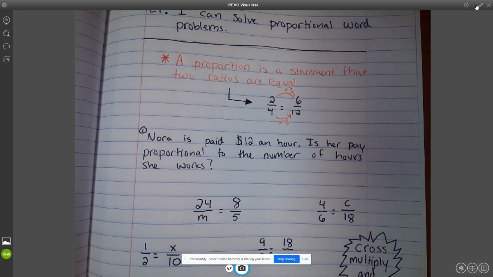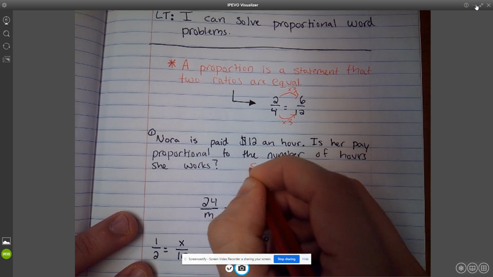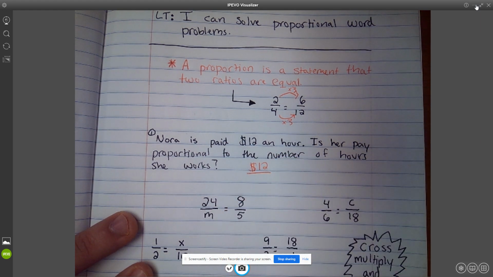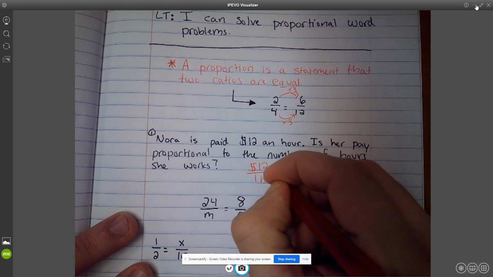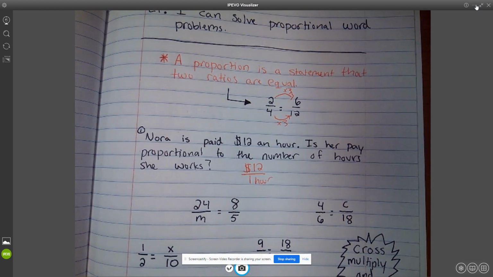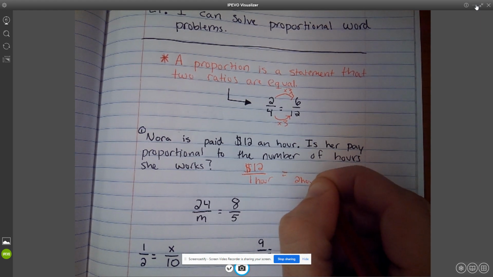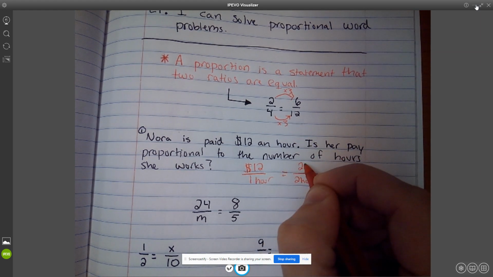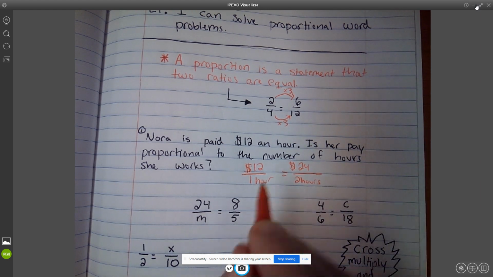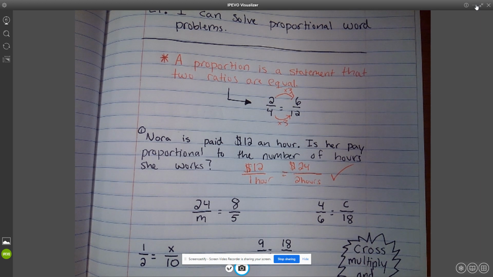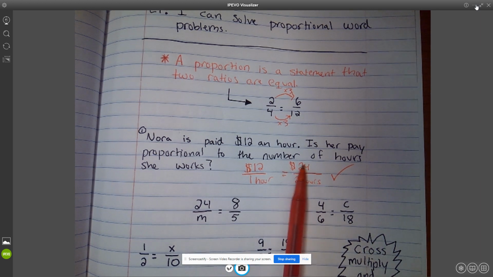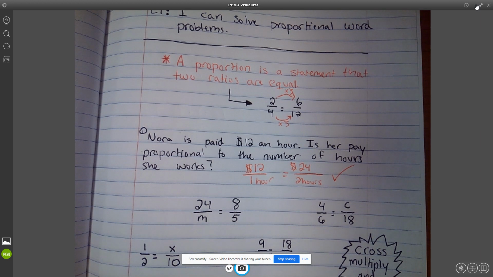Here we got number 1. Nora is paid $12 an hour. Is her pay proportional to the number of hours she works? So we're going to go ahead and write down $12 to 1 hour. We love writing these as fractions just so we can compare those two numbers on top and bottom and really separate them. If she were to work 2 hours, that would be $24, which this is proportional. So this equal sign is a go because they're the same exact fraction. If we were to go 24 divided by 2, it would give us 12. 12 divided by 1 is 12. So it's going to be the same thing.